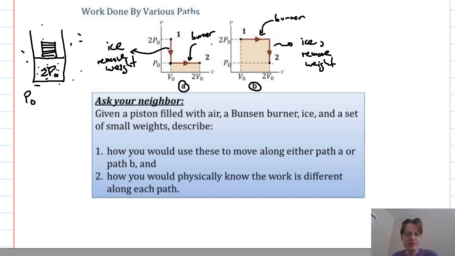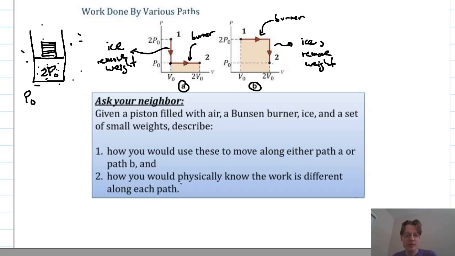Add weights, remove weights. Important question, how would you physically know the work is different along the different paths, A versus B? Mathematically, I can tell because look, A has a tiny area. Remember, the work is minus the integral of PdV. So I can tell that the work the gas is giving is very small in option A because the area is very little compared to option B, which has this big rectangle. That's how you mathematically know the work is different.